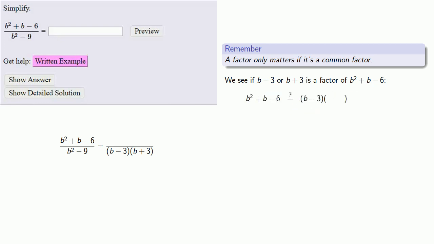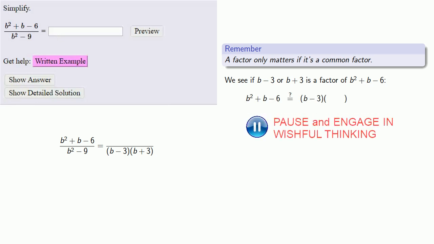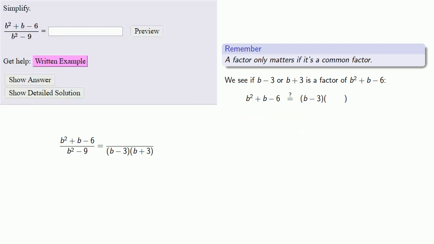So can we write b squared plus b minus 6 as b minus 3 times something? So let's think about this. Our first terms have to multiply out to b squared. If one of them is b, the other one has to be b as well. Our last terms have to multiply out to minus 6, and that means if one of our constants is minus 3, the other constant has to be plus 2. And that means b squared plus b minus 6 could only be b minus 3 times b plus 2.